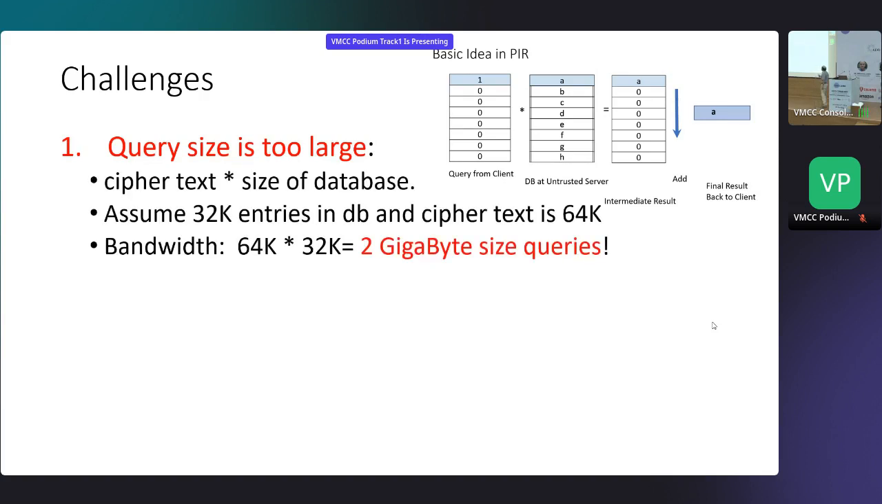Why? Because it is the ciphertext. Remember, each of these entries now is going to be encrypted, yeah? So it's the ciphertext times the size of the database. If I want to support 32K people, remember, we have communication, and I'm going to say I'm interested in getting the messages in mailbox number 3512. So I have to be able to send a vector that is of size 32K. So 32K, and if each ciphertext was 64K, then the size of the query has to be 2 gigabytes. Now we are talking about big numbers.